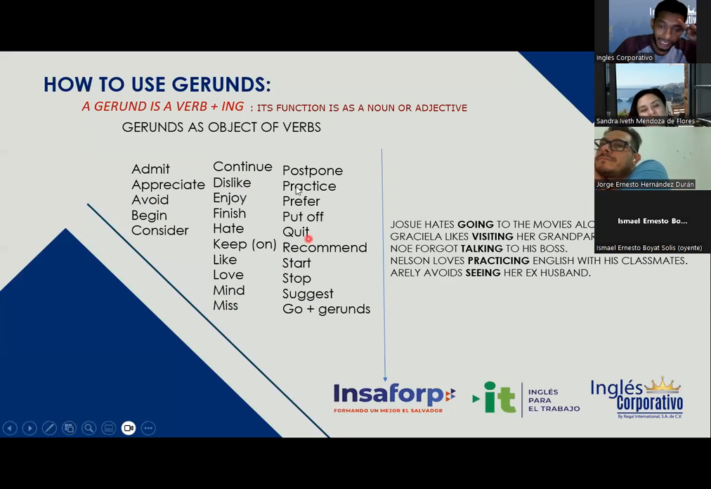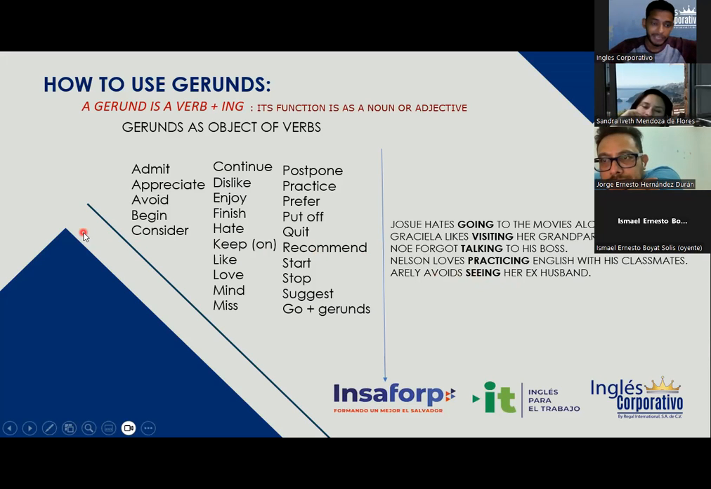En este listado que está acá, hay muchas palabras, muchos verbos que se pueden usar con un infinitivo o con un gerundio. El infinitivo es el to más un verbo y el gerundio solamente es con ing. Por ejemplo, yo puedo decir acá, Josué hates to go. Sí puedo decirlo también. Hates to go, likes to visit, forgot to. Si yo digo forgot to talk, ya es otra cosa diferente. El contexto cambia. Nelson loves to practice and avoids to see, no, avoids seeing. Ahí sí es solo avoid seeing. Avoid to see, no.